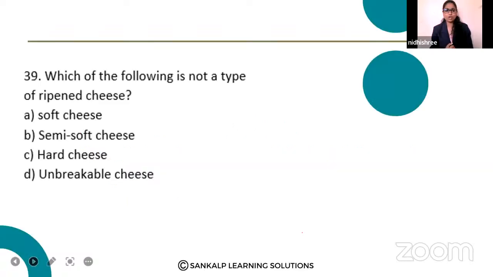Which of the following is not a type of ripened cheese? Option A, soft cheese. Option B, semi-soft cheese. Option C, hard cheese. Option D, unbreakable cheese.